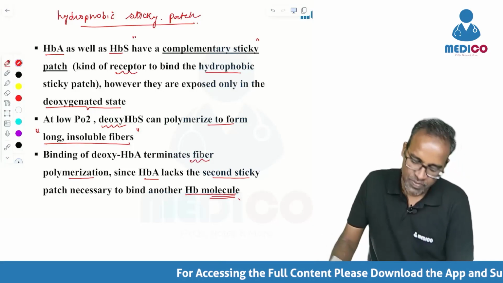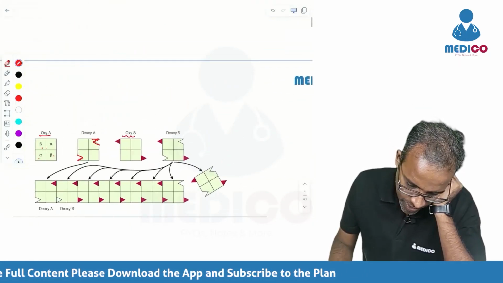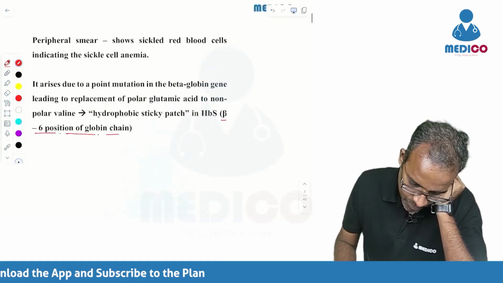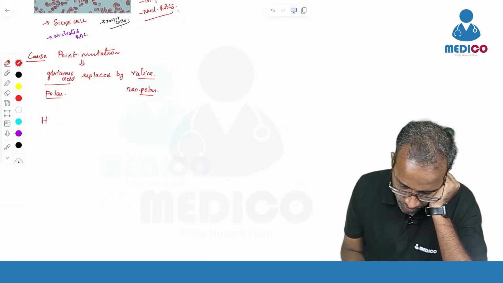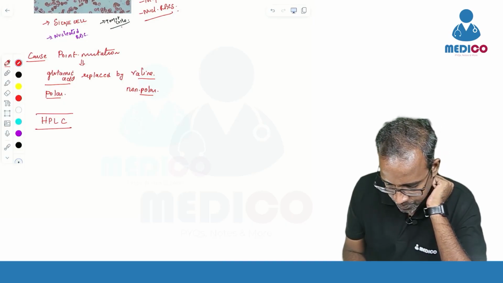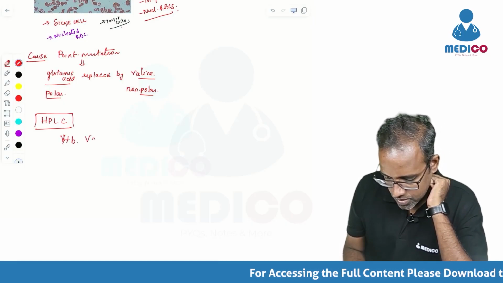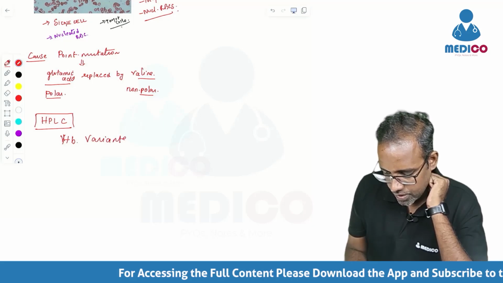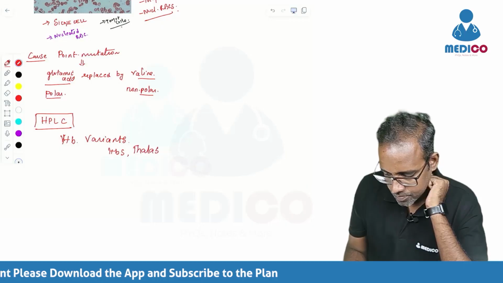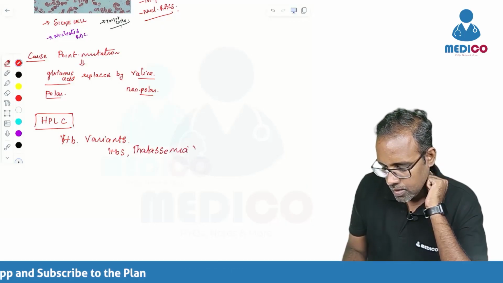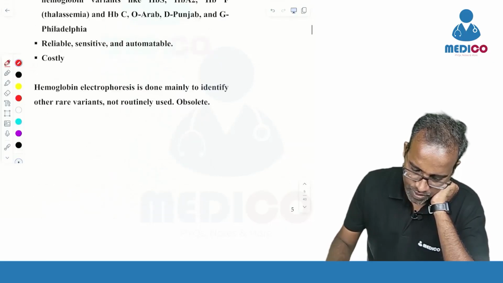So that's about it. How do you identify or diagnose sickle cell anemia? One is the peripheral smear. The other important investigation is high performance liquid chromatography, to look for hemoglobin variants. This will pick up the common variants, which include hemoglobin S, thalassemia, etc. So that's about the techniques to identify sickle cell anemia.